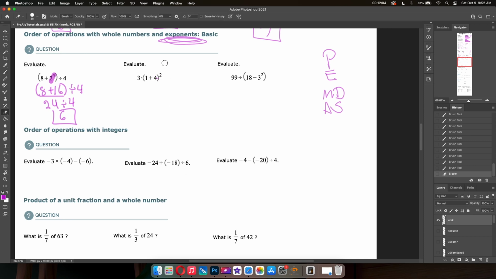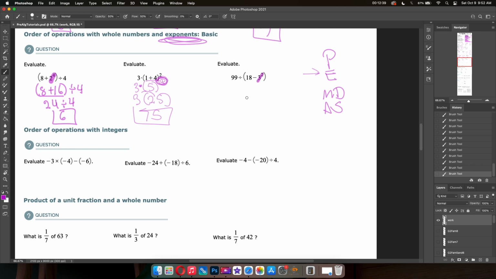Now over here, you'll notice that the parentheses is on the outside. So we're not going to touch that yet. We're going to actually outright ignore it for half a second, because again, the parentheses come first. So what is 1 plus 4? 5 squared. And now we're ready, because now there's nothing else inside the parentheses. We just have the 5, so now we can look outside of it. We have the multiplication, sure, but we also have the exponent, and the exponent gets priority because of the order of operations. So 5 squared is 25. And now what's 3 times 25? 75.